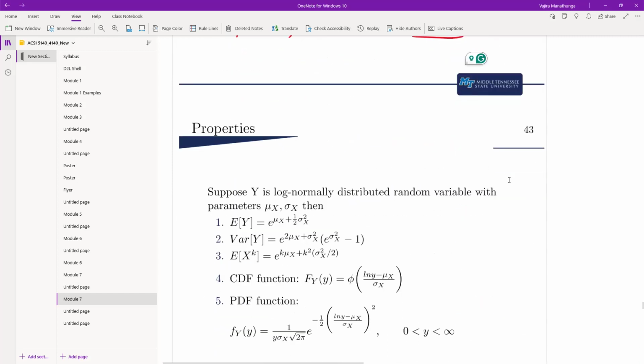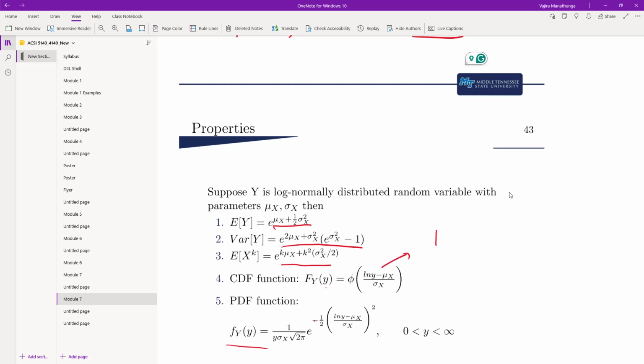So here you can see a few properties of the log normal distribution. The expected value of Y is going to be this value, and we are not going to prove that. You can memorize it. For the exam, you can memorize it because if you try to derive it, it may take more time. And this is the kth moment, how that looks. And then you can see the CDF and PDF. I don't think you need the PDF, but the CDF is actually easy to derive.